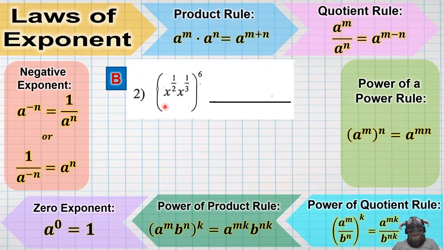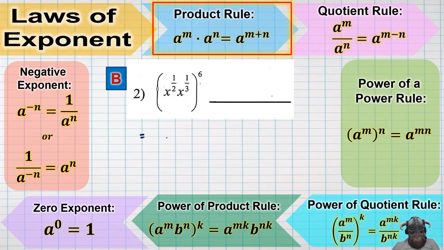So, number 2, we have the given x raised to 1/2, then x raised to 1/3, quantity raised to 6. You can start with the power of a product rule. But in my solution, I will start with the product rule only, because I saw that they have the same base and they are being multiplied to each other. So, I will first add the exponents. Let me write it. So, x raised to 1/2 plus 1/3. Don't forget that they are raised to 6. We will raise it to 6 later.